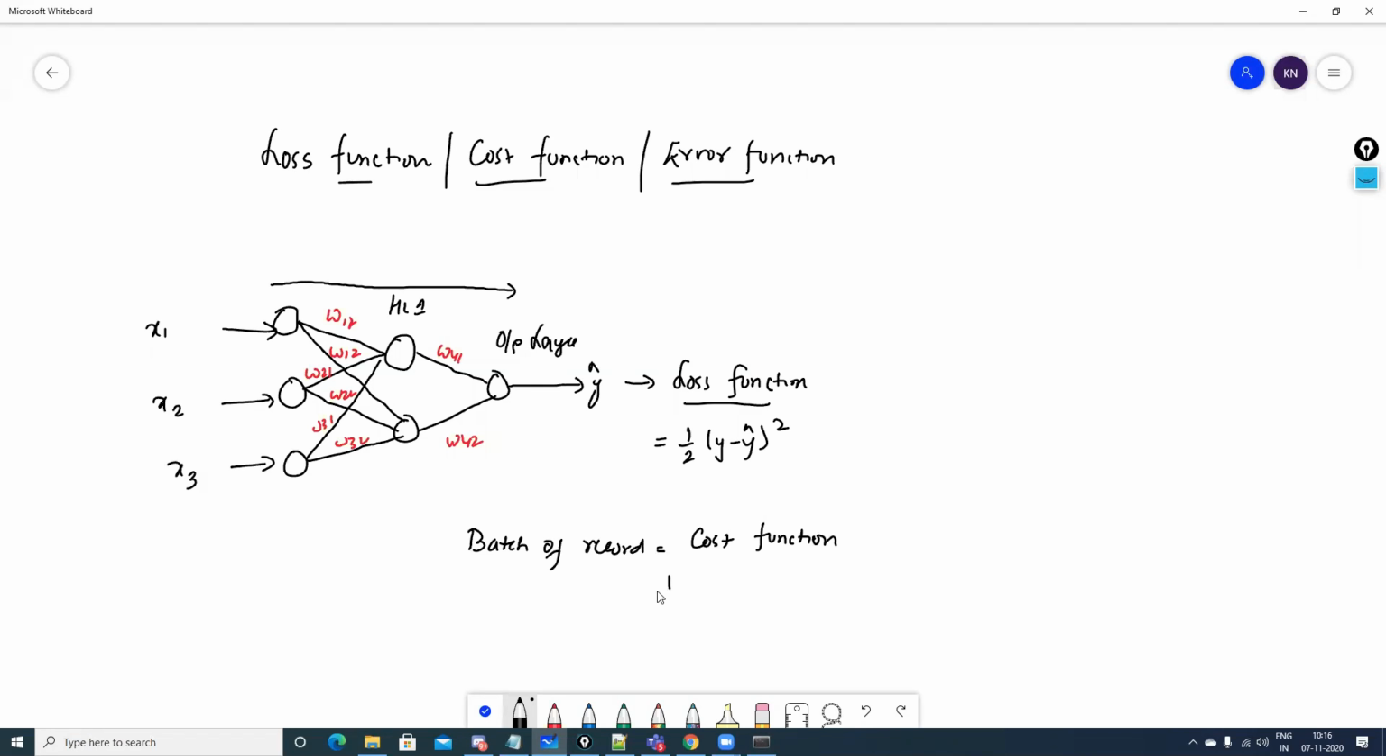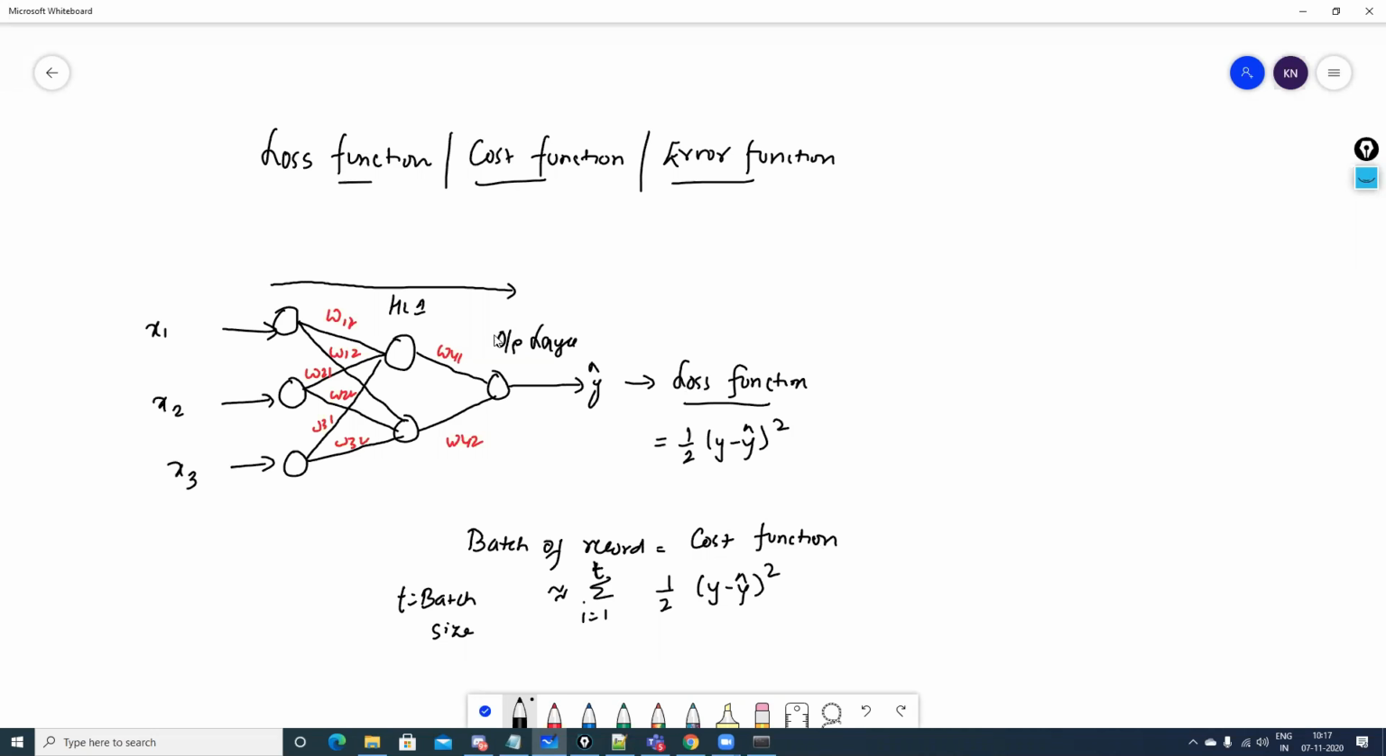The formula will be something like summation of i equal to 1 to t of (y minus y hat) whole square. This is just an example of a formula, guys, but the major thing is that here t is nothing but the batch size. Since we are providing a batch size, it is called a cost function. Always remember, whenever you have more than one record and you're computing your y hat and your loss function, it automatically becomes a cost function.